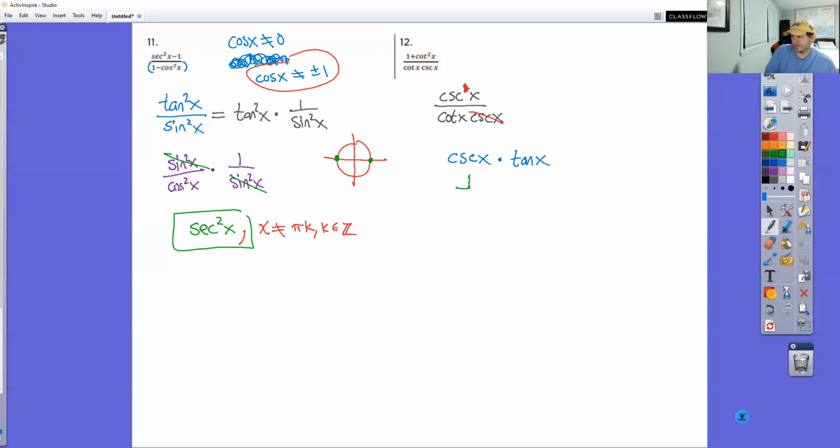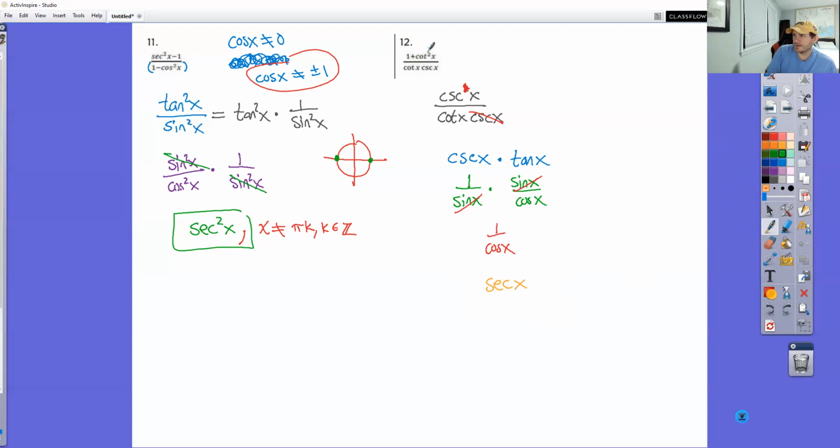So what is this? 1 over sine? And what's this? Sine over cosine? And guess what? Those cancel. So you're looking at 1 over cosine, which is secant. Uh-oh, I failed to change colors between steps. It's a faux pas. You can be orange. So there's your final version. There's your simplified version.